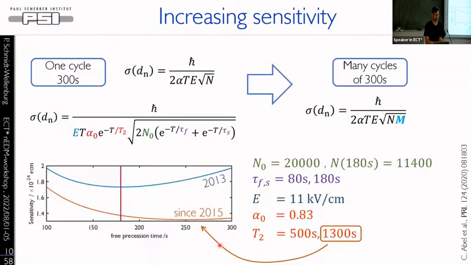So that's how you optimize. Essentially, as I told you, the sensitivity is 2 alpha T E square root N, and now you can optimize all of them. Down here is the free precession time, this T, and you try to optimize your experiment using that factor to have the highest sensitivity. And here you see it's 10 to the minus 24. That's kind of astonishing, but that's a single cycle, one measurement.